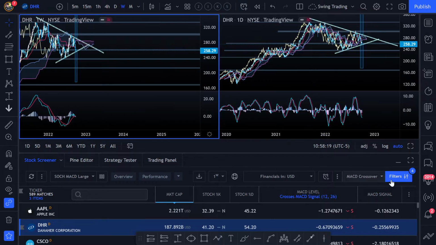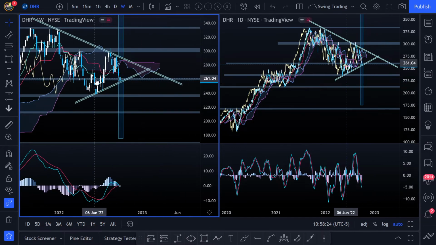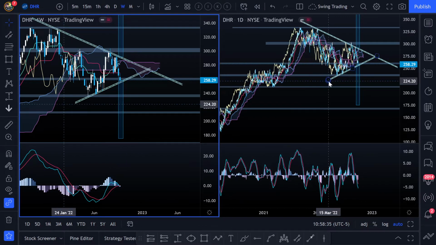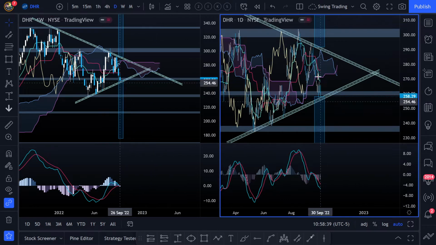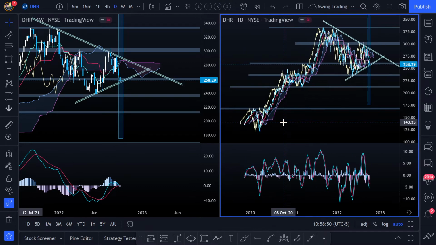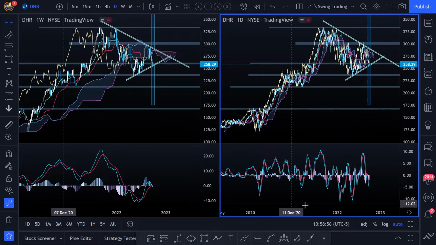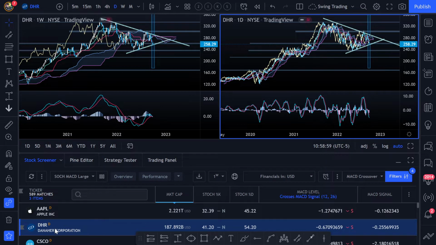So going back to DHR, well, Ichimoku on the weekly is bearish. So let's see what happens. So the MACD is anticipating the continuation of the bearish momentum, and in the daily time frame, you can see that the cloud is showing a bearish cloud twist, and let's see if this stock is about to break and go even lower. So moving on to the next instrument on the screener.